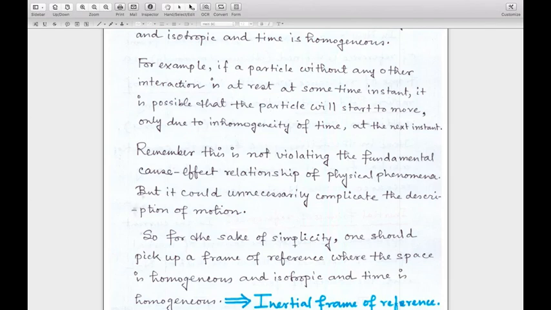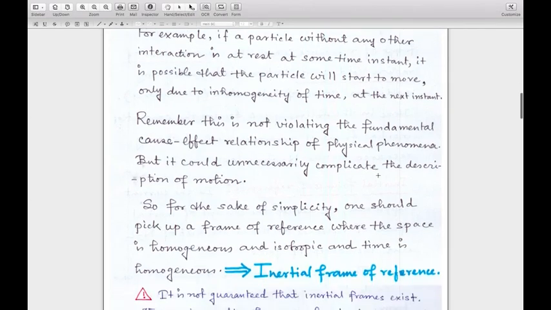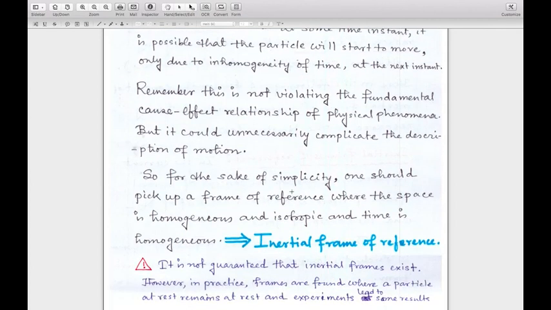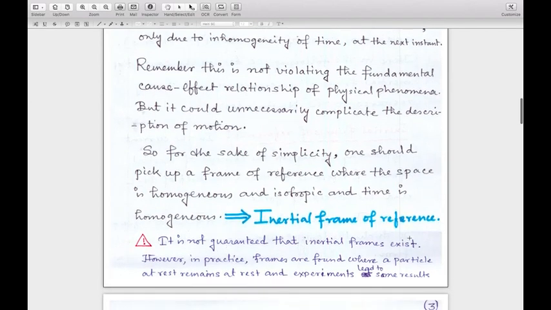Okay, so that could unnecessarily complicate the description of motion. That is the problem. So for the sake of simplicity, one should of course pick a frame of reference where the space is homogeneous and isotropic and time is homogeneous. In our framework, we call this frame of reference an inertial frame of reference.